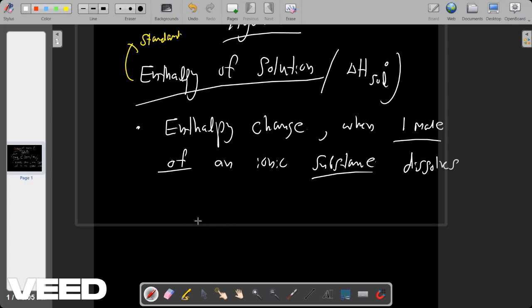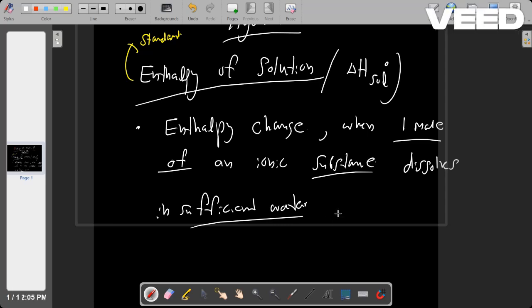Substance dissolves in sufficient water. So they are always in the marking scheme. They are looking at these points, right? Sufficient water, underline, to form an infinitely dilute solution. That term is also very important. Infinitely dilute, right? It also has a meaning. To form an infinitely dilute solution. What does it mean?